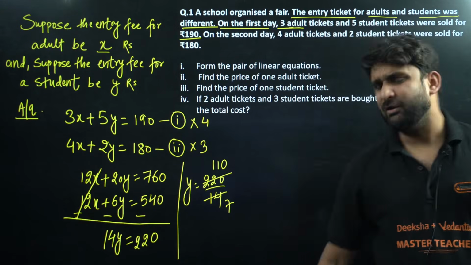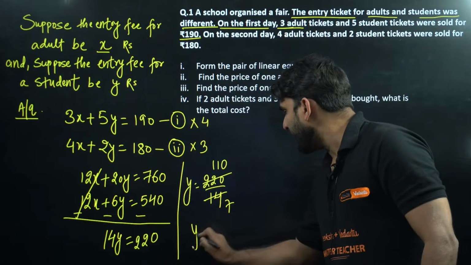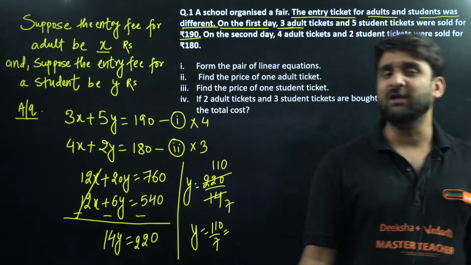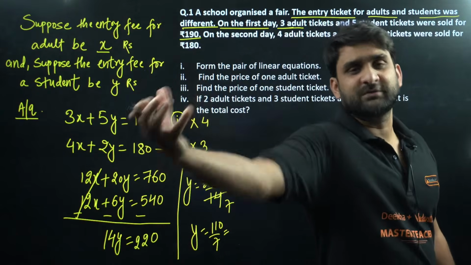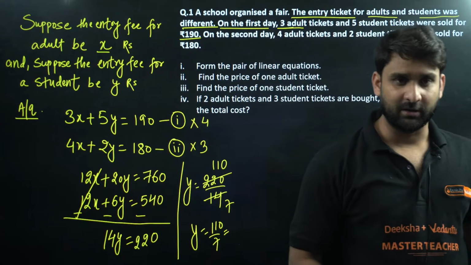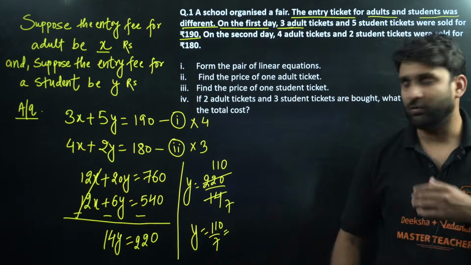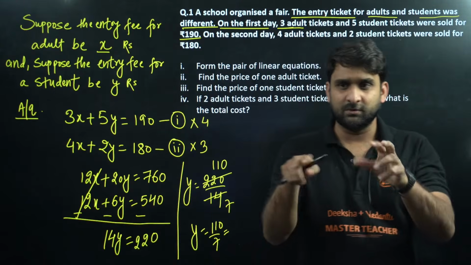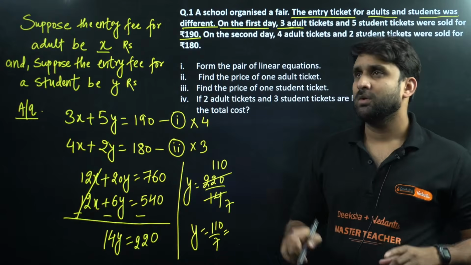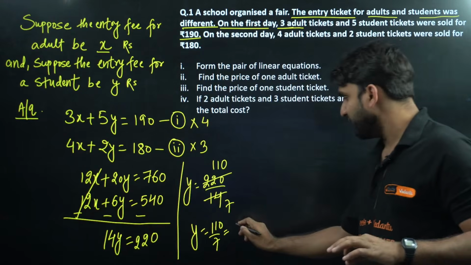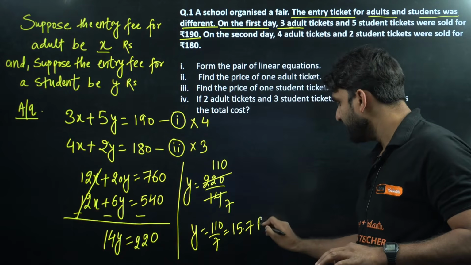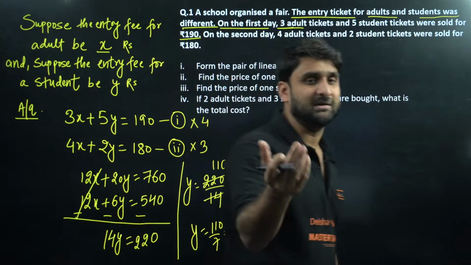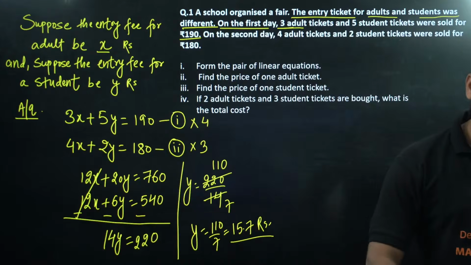That is approximate. We can find out the approximate value. Y is equal to 110 by 7. What will be the approximate value? If anyone asks you what is the cost of something, you cannot reply in fraction format. You have to find out the value. So 110 divided by 7, 7 7s are 49, 7 4s are 28, 7 5s are 35. 15 point 7, yeah. This will be the result, approximate. 15.7 will be the approximate result. Approximate.